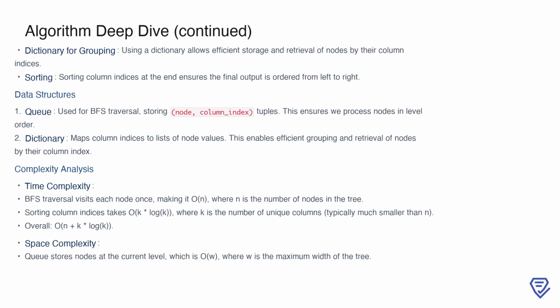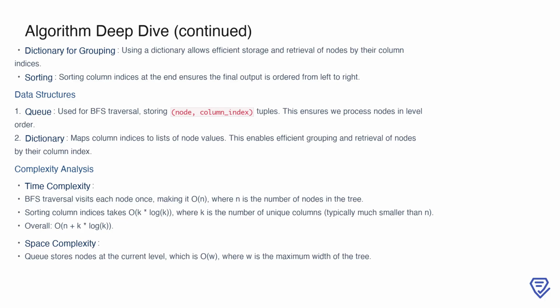The dictionary plays a key role in this solution, enabling efficient grouping and retrieval of nodes based on their column indices. Sorting the column indices at the end ensures that the output is correctly ordered from left to right. The two primary data structures used are the queue and the dictionary. The queue facilitates the BFS traversal, storing tuples of nodes along with their column indices, ensuring we process nodes level by level. Meanwhile, the dictionary maps column indices to lists of node values, allowing us to efficiently group and access nodes by their vertical alignment.